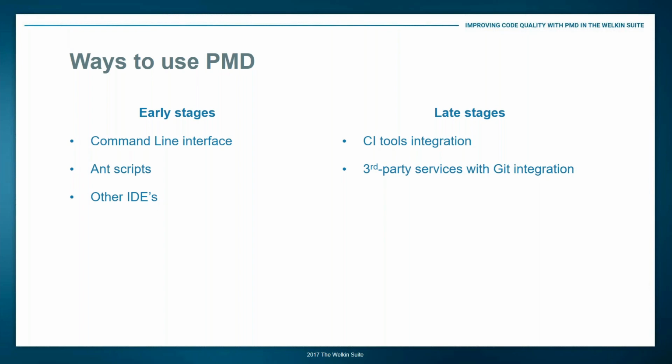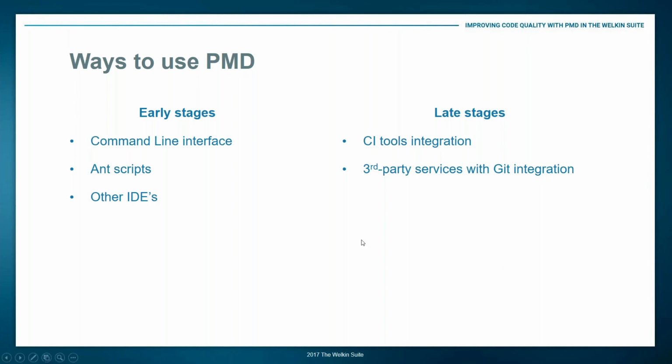For example, if you are working with Jenkins or Atlassian Bamboo or any other CI tool, you can integrate PMD there as a part of your, let's say, deployment process. So in case there is some smelly code, it won't get to the org. The second option here is to use third-party services with Git integration, like Codacy, like CodeClimate, or any other tools which exist for Salesforce as well.